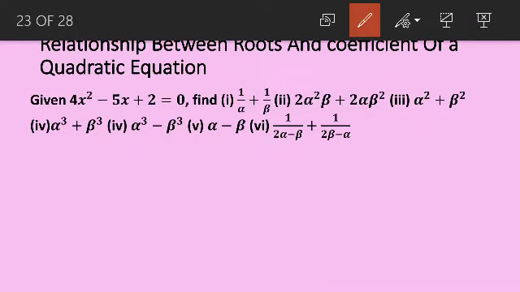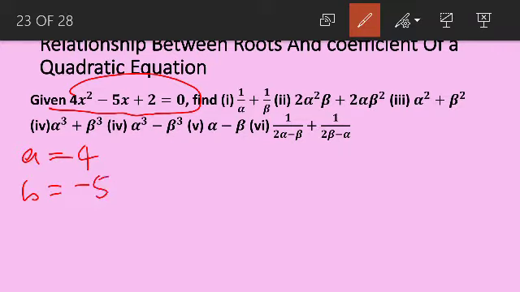So let's see another example. Here we are given the equation 4x squared minus 5x plus 2, and we are asked to find the value of these quantities. First, I would like to note that finding these quantities is not possible without knowing the sum of the roots and the product of the roots. Now, let's write out the coefficients. Your a here is equal to 4, the coefficient of x squared. Your b, the coefficient of x, is minus 5, and your c is equal to 2.